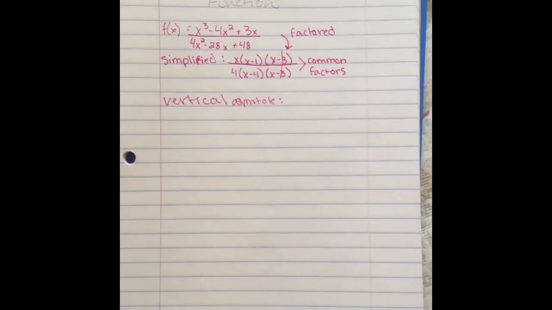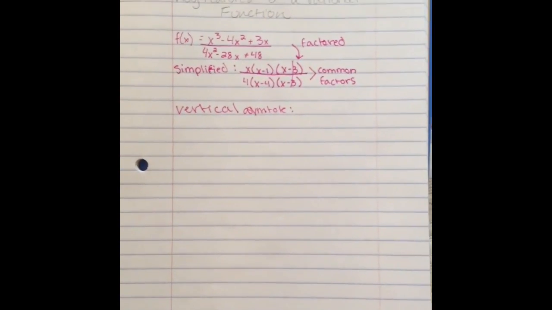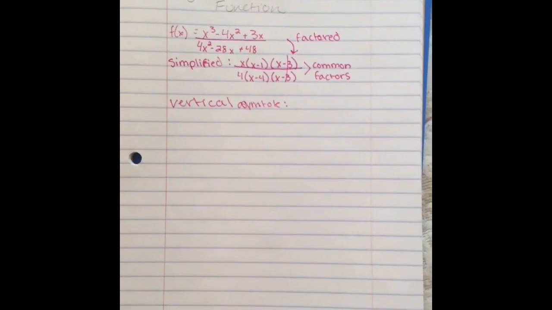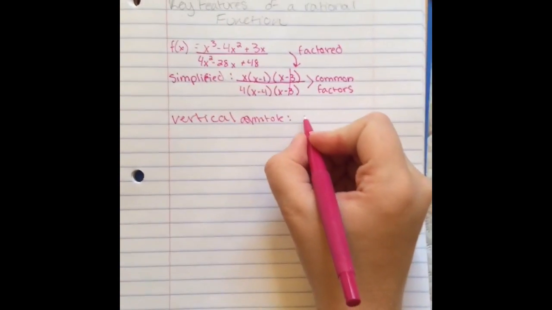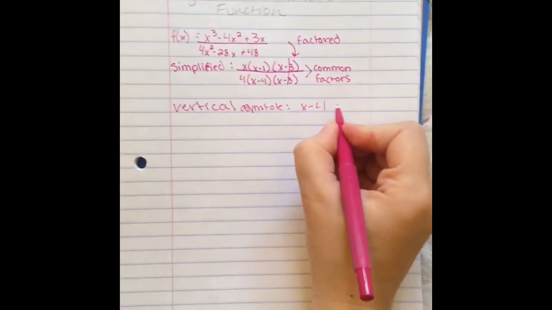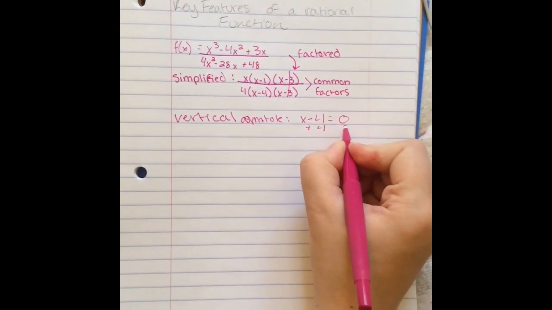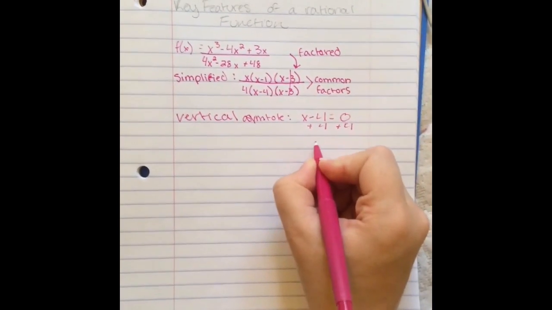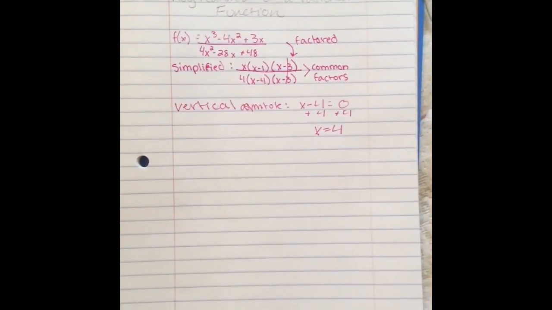The common factors in your numerator and denominator are x minus 3, and they are the same thing, so you can just cross those out. Your remaining factor in the denominator is x minus 4, which will become your vertical asymptote. X minus 4 equals 0, so when you solve to get x alone, it will come out as x equals 4, which is the line of the vertical asymptote.